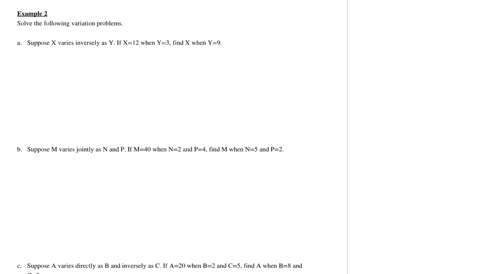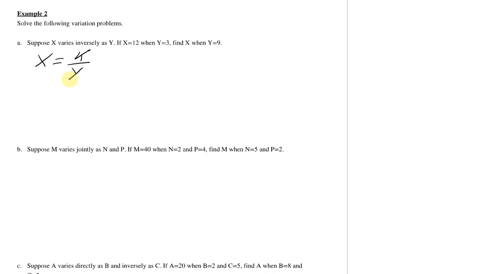Okay, so let's do this first example together. So now we're really using all those steps from before, except now you're just not being outlined with them. Suppose x varies inversely as y. If x equals 12 when y equals 3, find x when y equals 9. So now I just do all those steps on my own. So first I have to write out the general variation equation.